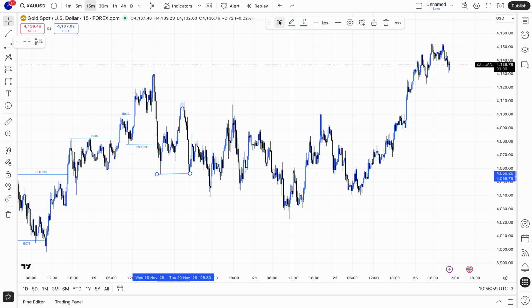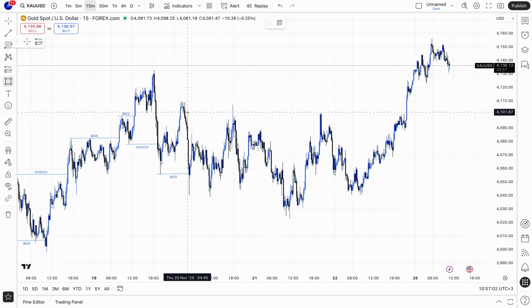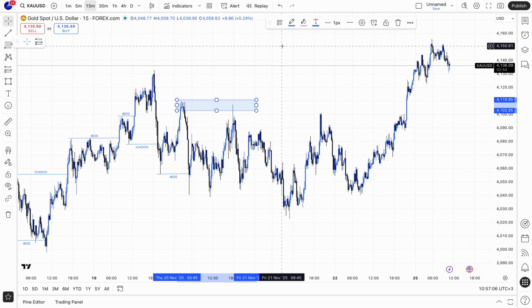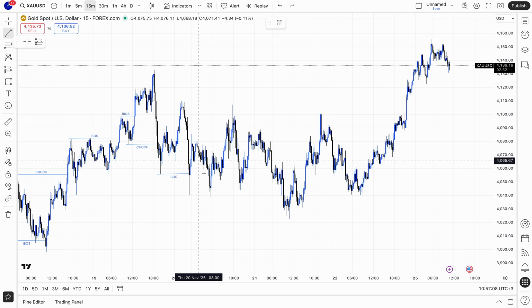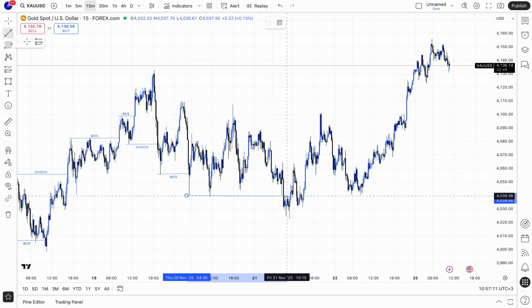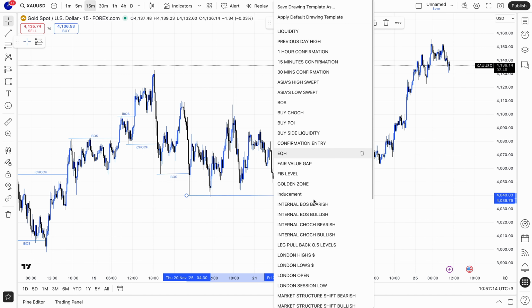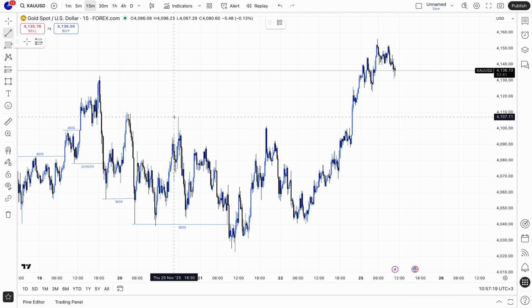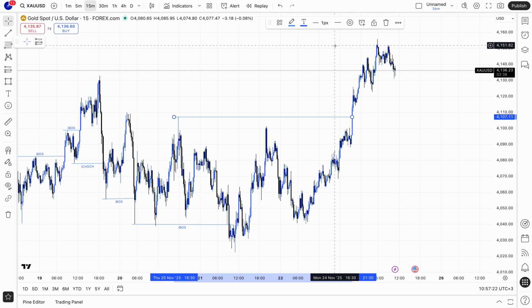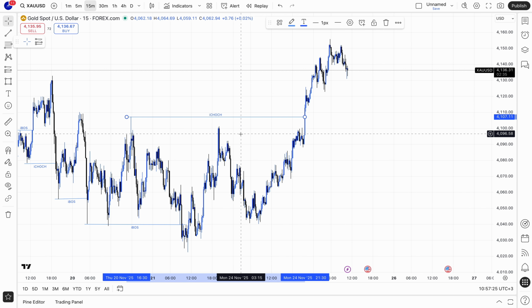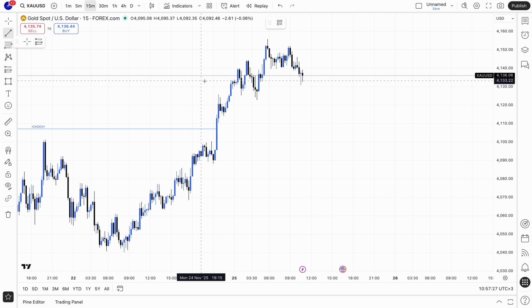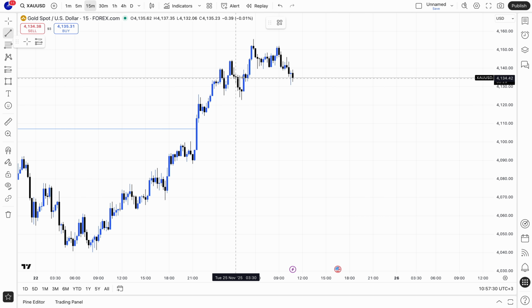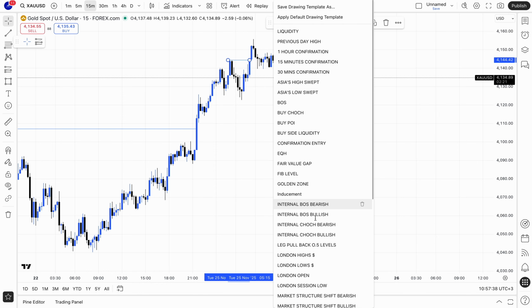Then we had a break of structure to the downside. Also, we had a very nice trade from this supply zone, if you remember. And also, we had a continuation break of structure to the downside. So you can see we have our change of character to the upside, and we have our continuation break of structure to the upside.